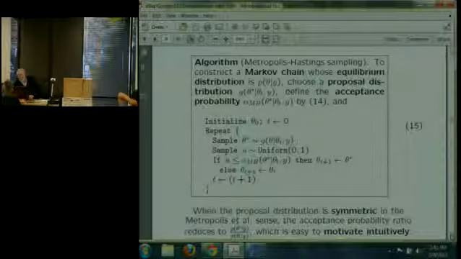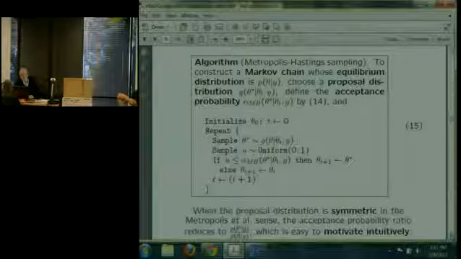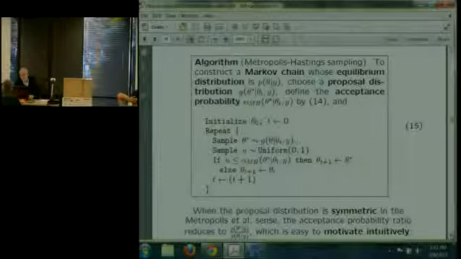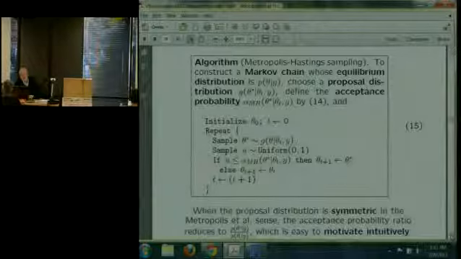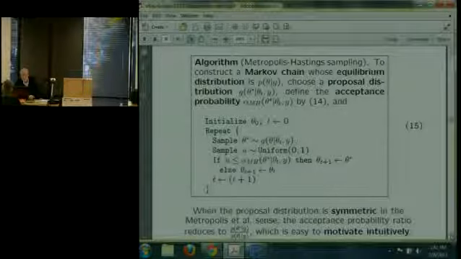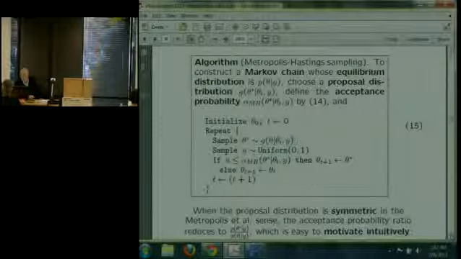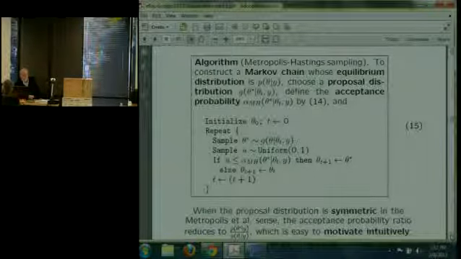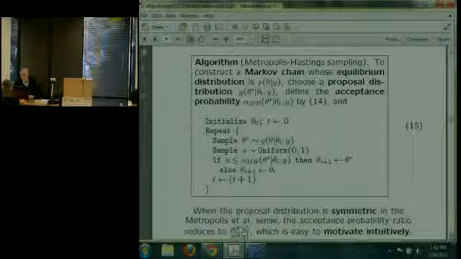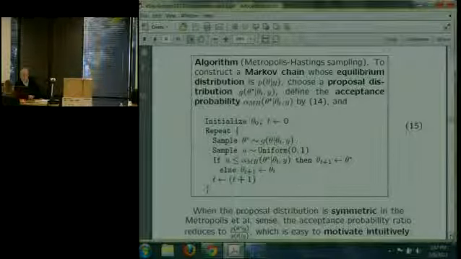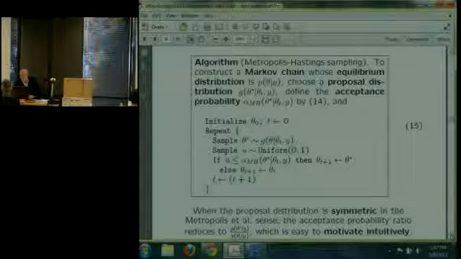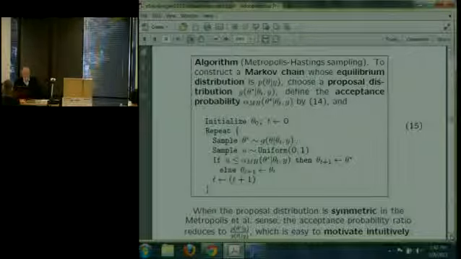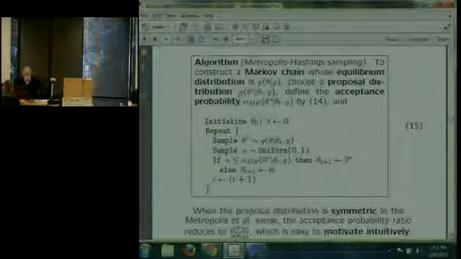So here's a little box that summarizes the Metropolis-Hastings algorithm. To construct a Markov chain whose equilibrium distribution is p of theta given y, choose a proposal distribution, g of theta star given theta t and y, define the acceptance probability by that ratio of von Neumann ratios a minute ago, and now we have 2, 4, 6, 7, 8 lines of code again. But the code is different than von Neumann, so let's look at it. It starts the same, so you initialize the chain somewhere, theta 0, and you set your counter for iterations to 0, and now we repeat over and over again until we've achieved as many draws as we like.